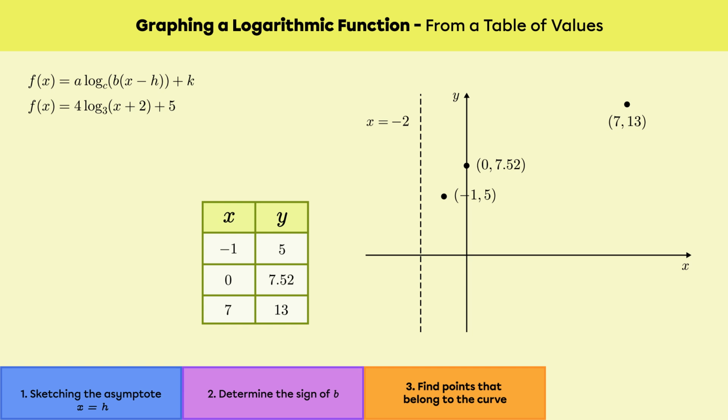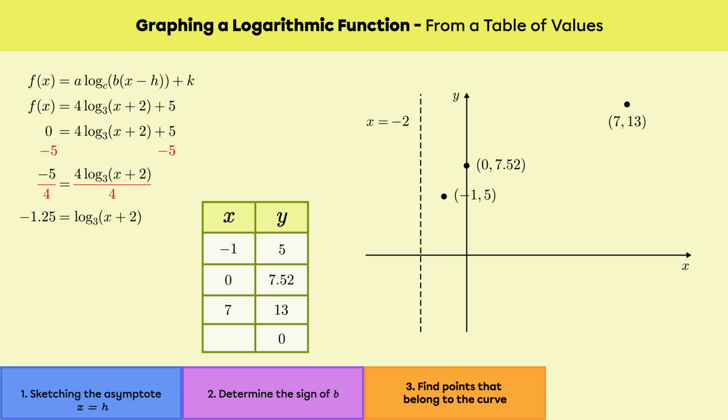With these 3 points, the curve of the function is becoming clearer. We could find more points to obtain a more accurate graph if desired. For example, the 0 of the function could be determined. This time, replace f of x with 0 and calculate the corresponding x value. Inverse operations are performed to isolate the logarithm. First, subtract 5 from both sides. This gives negative 5 equals 4 times log base 3 of (x plus 2). Divide by 4, which gives negative 5 over 4, or negative 1.25.